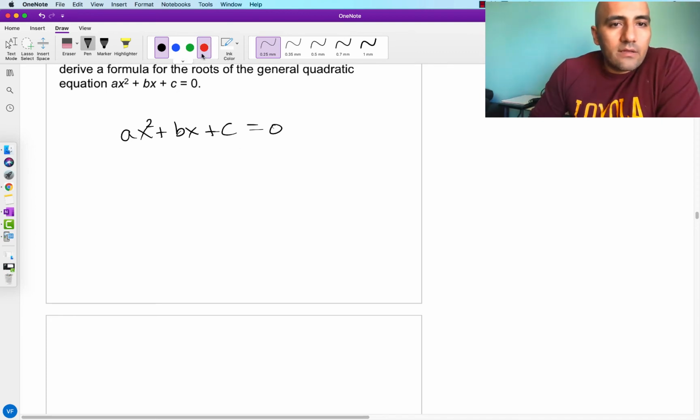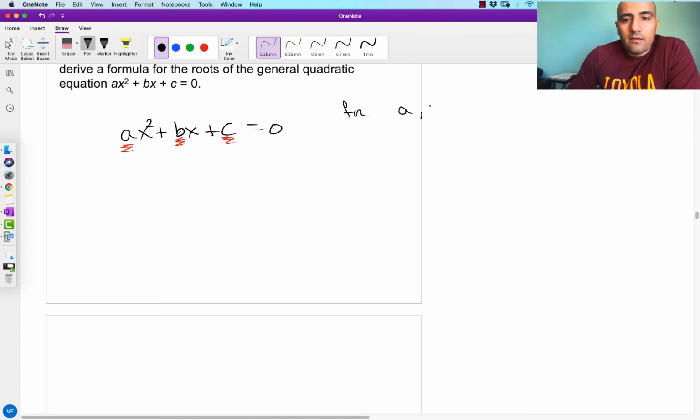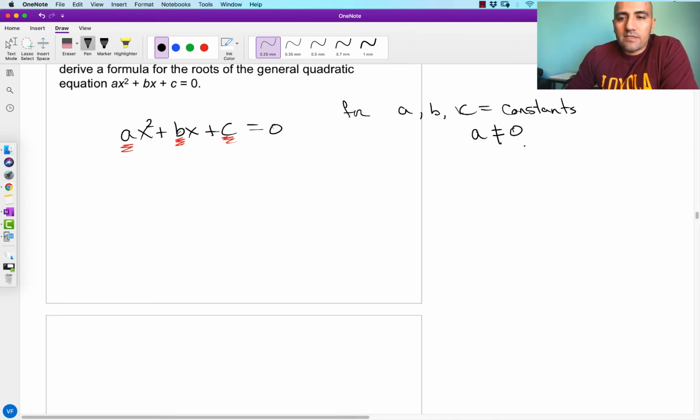and this is where, there's so many letters running around, it's easy to get lost. The a, the b, and the c are just constants, and a is not equal to 0. This is for a, b, and c equal to constants, and also a is not allowed to be equal to 0. If a was 0, then this whole thing would just simplify to something much easier, so we're just ignoring the possibility that it could be 0, right? Otherwise, it's just too easy.